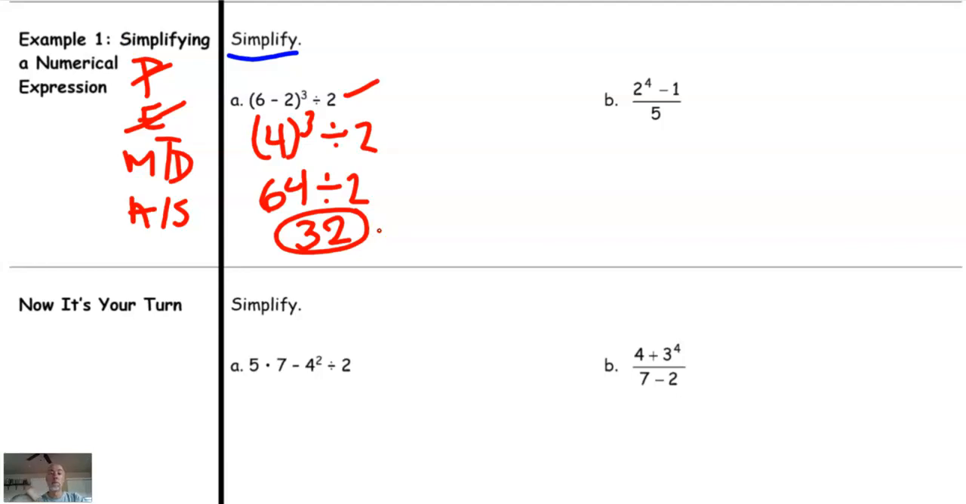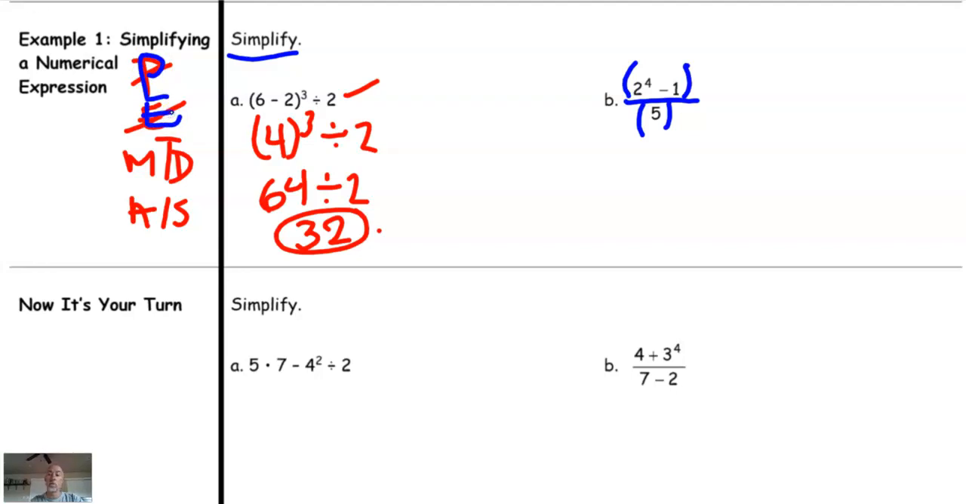Let's look at the next one. Now the next one's kind of a weird problem because it's not really written this way, but whenever you have an expression that has a big division bar like this, it really makes more sense to put parentheses around the top and parentheses around the bottom and treat them as two separate problems that you simplify and then divide as the last step. So we're going to do everything on the top inside the parentheses, 2 to the fourth minus 1. Not really any parentheses to do any work.